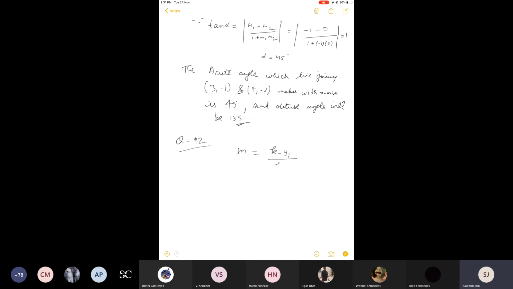Direct question. Cross multiply, you get the answer. m into h minus x1 is k minus y1. And how you have written this result? Using the definition of the slope. That if 2 points are given on it, then m is y2 minus y1 upon x2 minus x1. In place of that I have given h comma k on the line. Simple question.